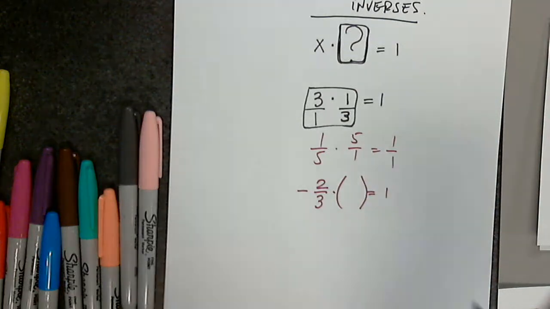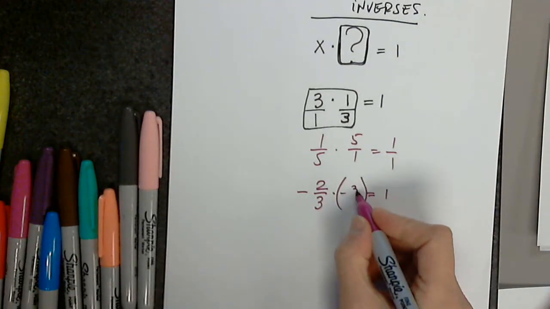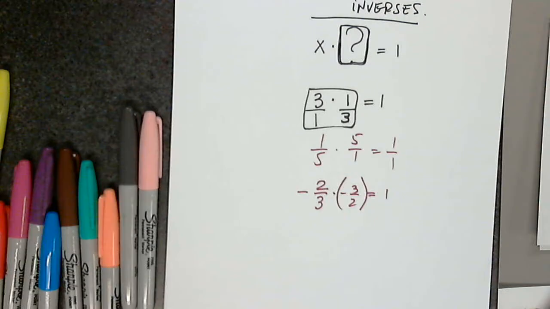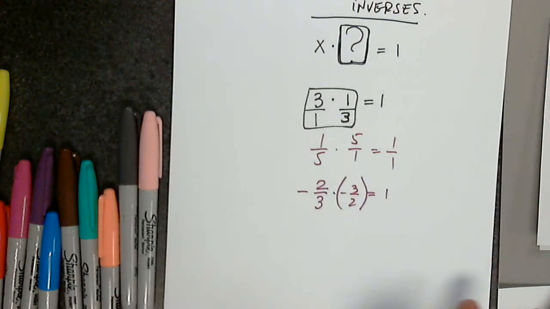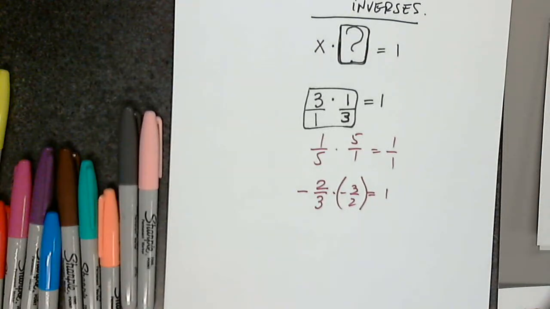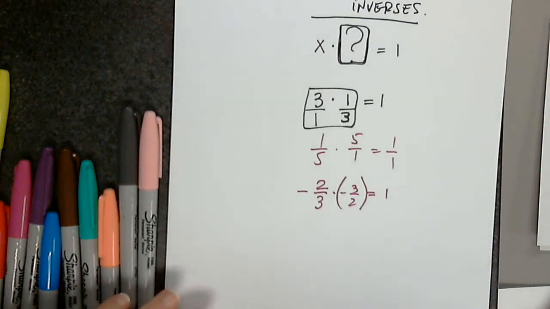Negative 3 over 2, exactly. Multiply 2 negatives, I get a positive. Multiply 2 times 3, I get 6. Multiply 3 times 2, I get 6. 6 over 6 is 1. All these are multiplicative inverses. 3 over 1 and 1/3.